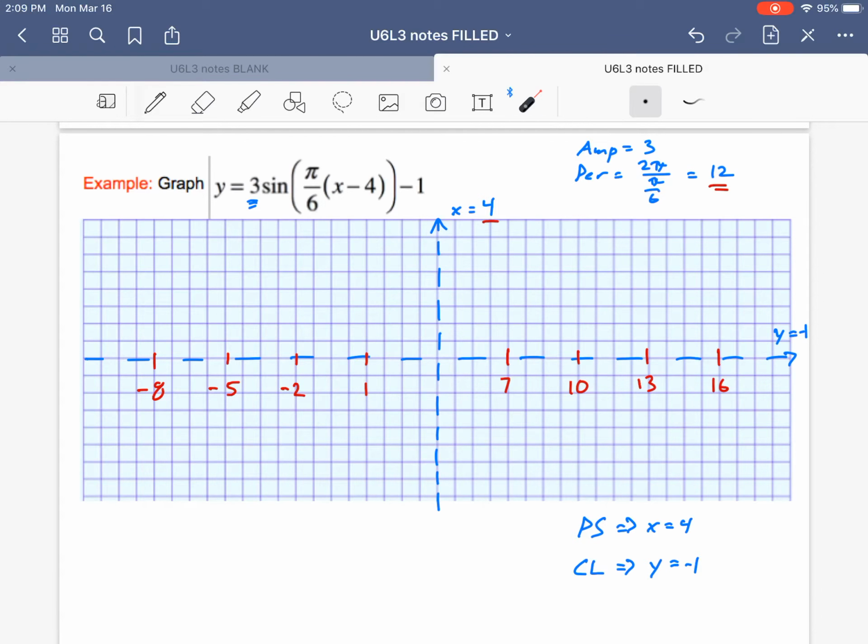Same idea with amplitude. So the amplitude is 3, so what that means is that we're going to go up and down 3 units. Okay? So I'm actually going to make it a little bit more to scale. So if I go up 3 units from -1, this is 2, and this is -4, right? That's 3 units down from -1.